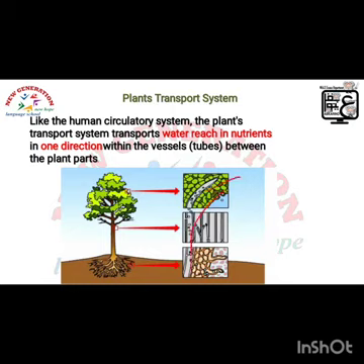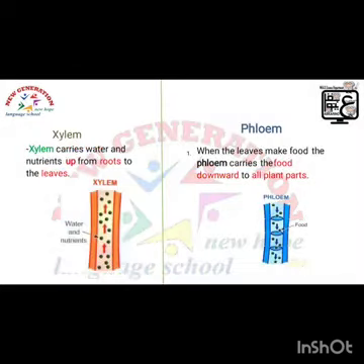From here to here. Okay, we have xylem and phloem. Xylem carries water and nutrients up from the roots to the leaves. Phloem, when the leaves make food, carries the food downward to all plant parts.